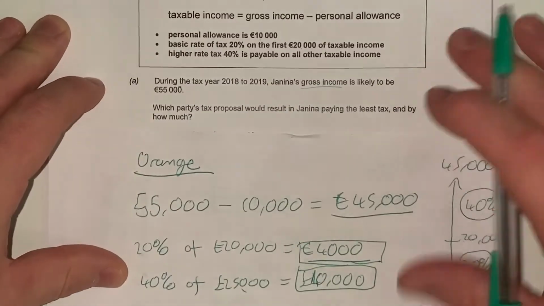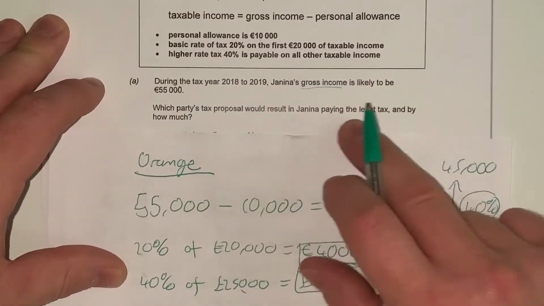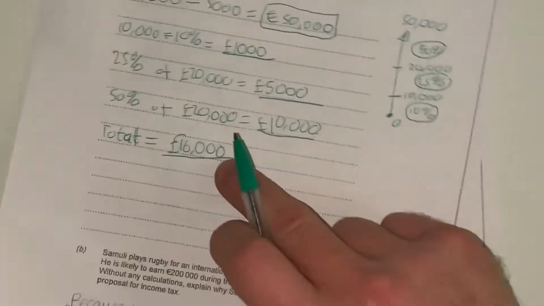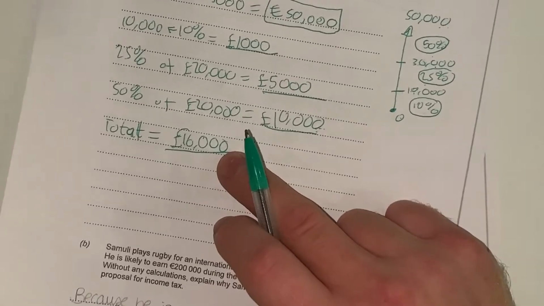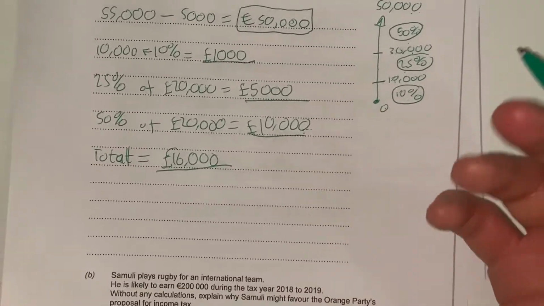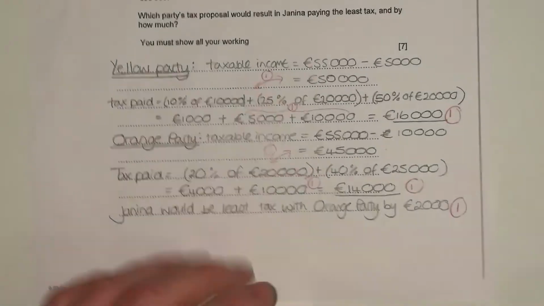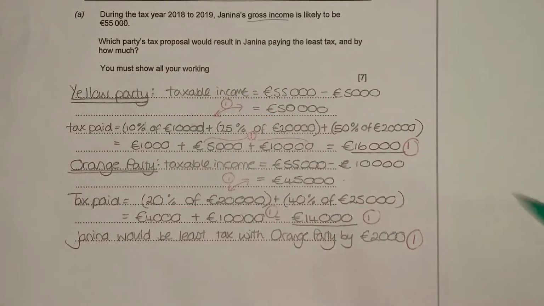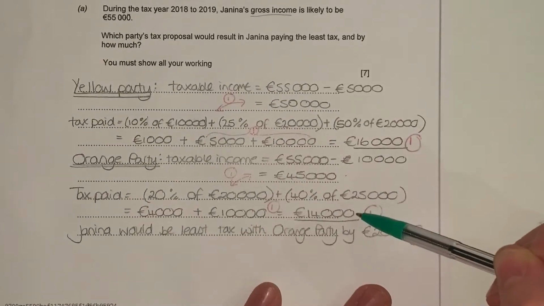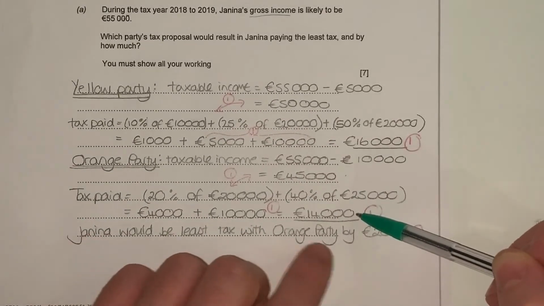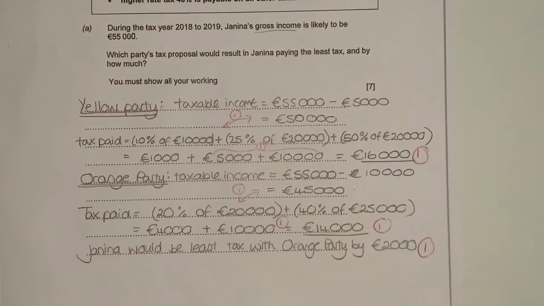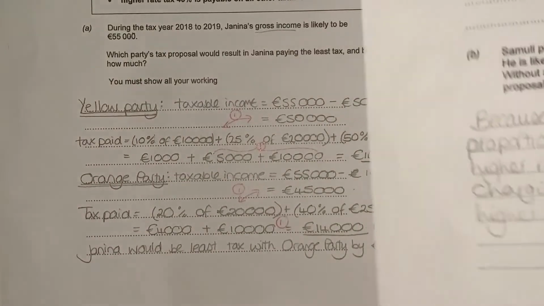Okay, so now let's go back to the question. It said which one should we pay the least tax in. Well, 14,000 here, Yellow Party was 16,000. Not much difference, but would you rather two grand extra? I know I would. Okay, so this is all of the workings just kind of crammed in. Which one are we going to go for? 16 grand for Yellow Party, 14 grand for Orange. You'd obviously go for Orange because you'd save £2,000. Okay, a little bit of a long question, but guys, for 7 marks, really get your teeth into it. There is plenty of marks available for you.